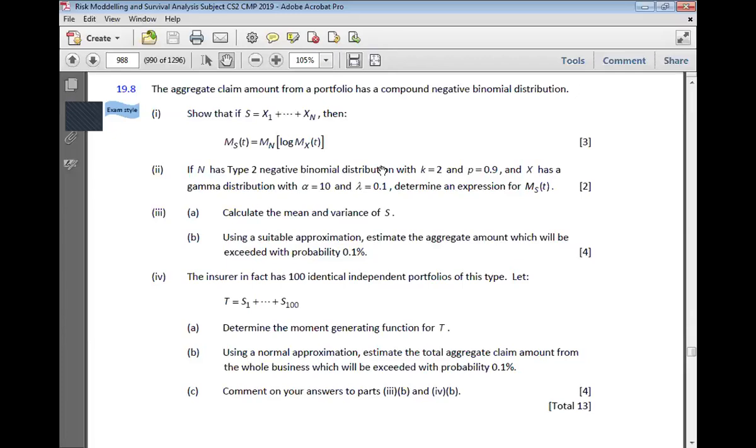So what was your value for M1? M1 again is alpha by lambda. That would be 100. Yeah, exactly. That's correct. And what is your value for M2? Wait, I'll have to calculate that. Yeah, just figure that out.